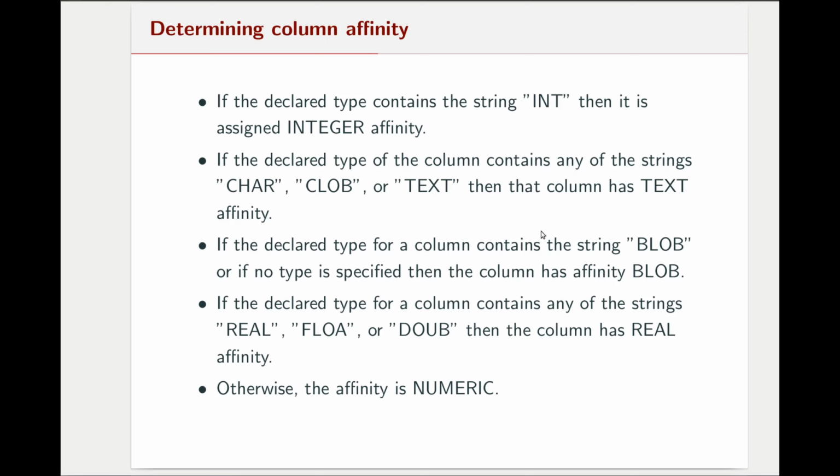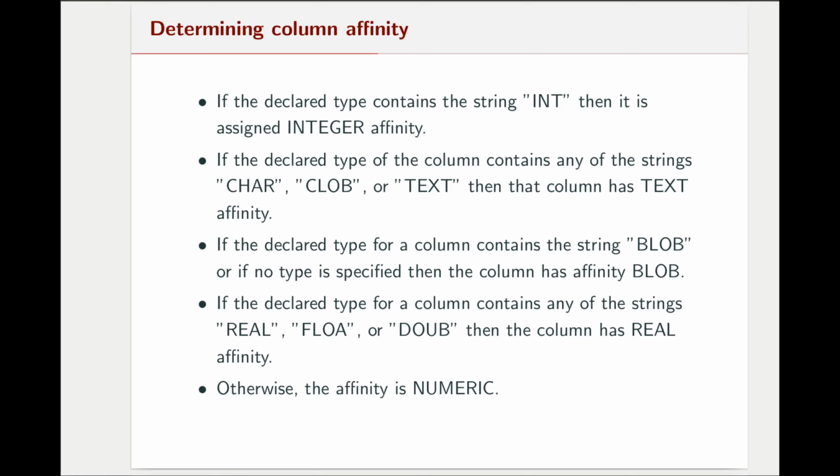If the declared type of a column contains the string blob, or if no type is specified, then the column has affinity blob. So this is the default type that is assumed if you don't specify any column type. Then if the declared type of a column contains any of the strings real, floa or doub, for float and double, then the column has real affinity. This is understandable, right? You're trying to store floating point numbers here. If none of these are satisfied, numeric affinity is assumed.